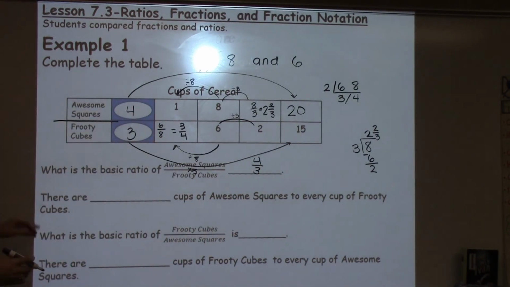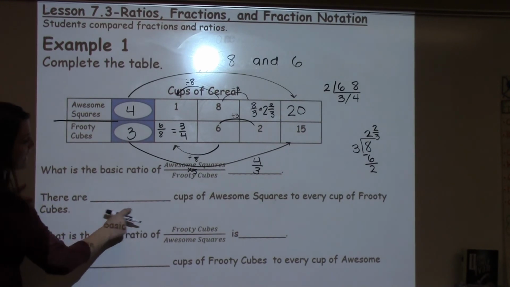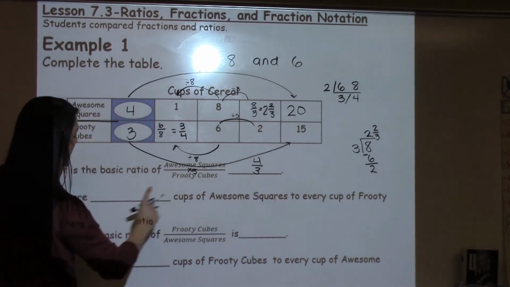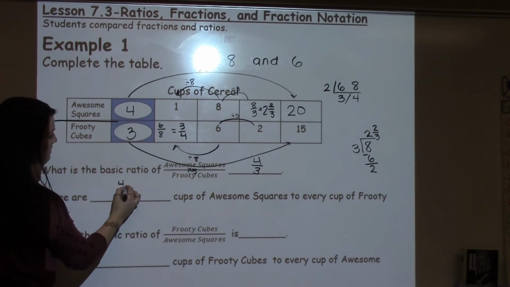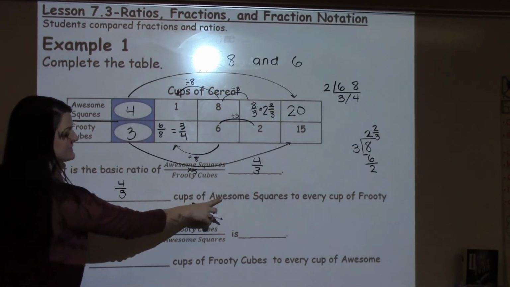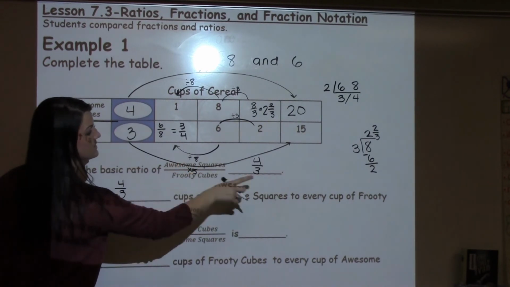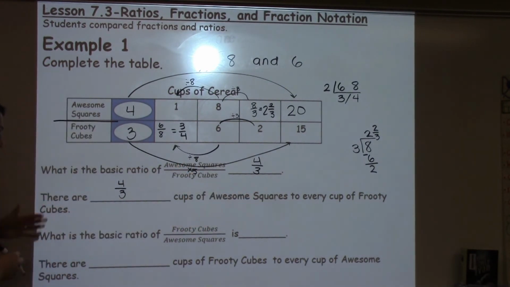So it says, there are blank cups of awesome squares to every cup of fruity cubes. This is just another way for me to show my basic ratio. It's saying the same thing, awesome squares to fruity cubes. So again, it's just the same thing, written in a different way.